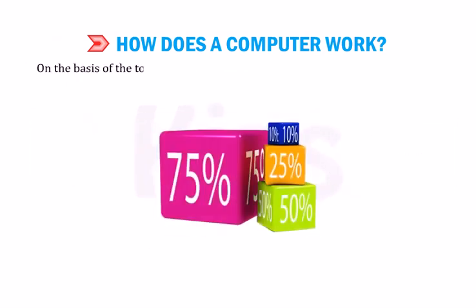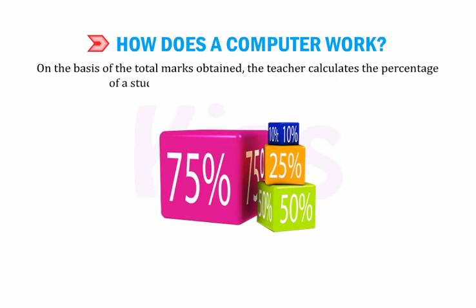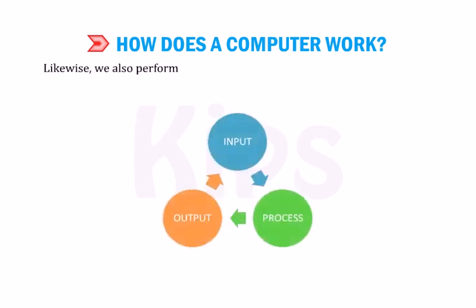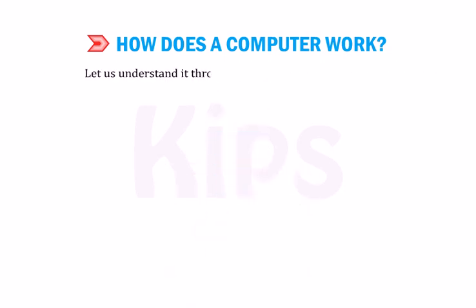On the basis of the total marks obtained, the teacher calculates the percentage of a student and finds his or her position in the class. Likewise, we also perform various tasks by following the IPO, input, process, output cycle. Let us understand it through some day-to-day life examples.